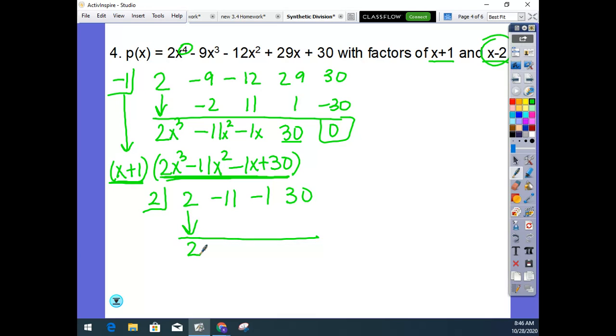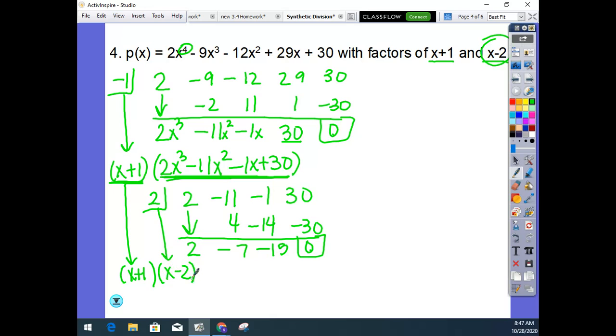Drop the first one down. Multiply, add, multiply, add, multiply, add, both times getting a remainder of 0. All right, now I'm going to bring down my x plus 1, bring down x minus 2. Then I'm going to put my x's back into my depressed polynomial. Negative 15 is the constant. Negative 7 is the x. 2x squared.